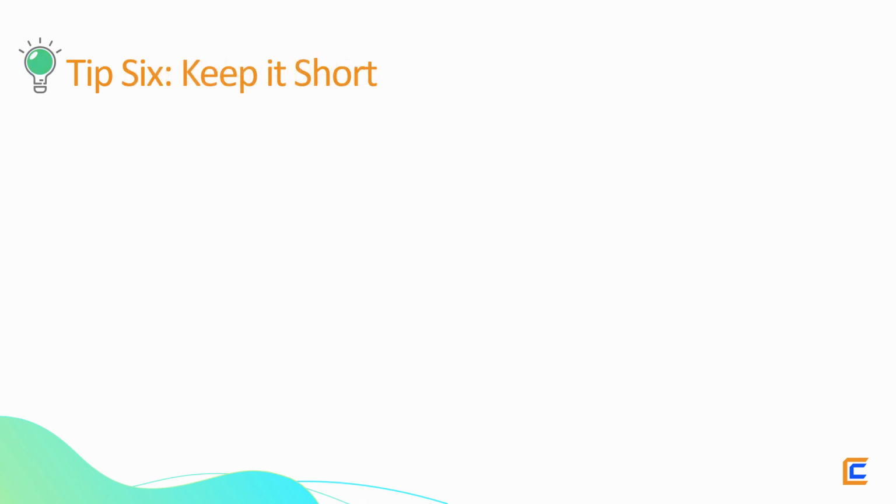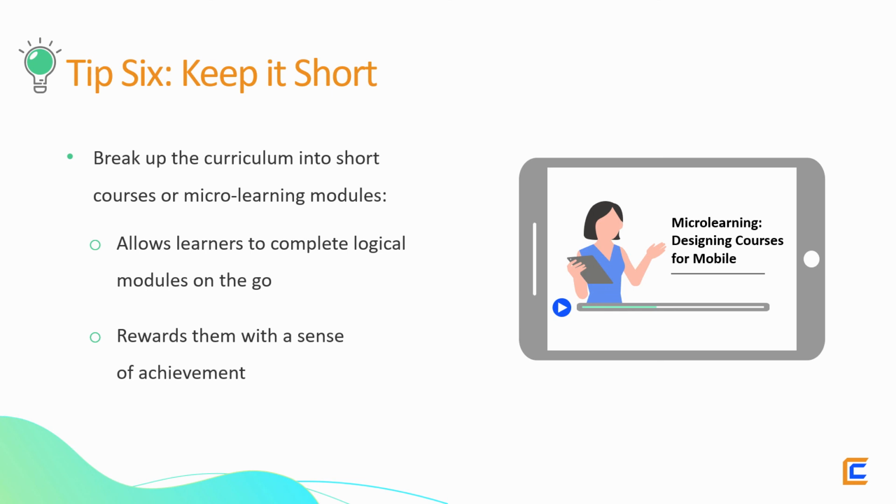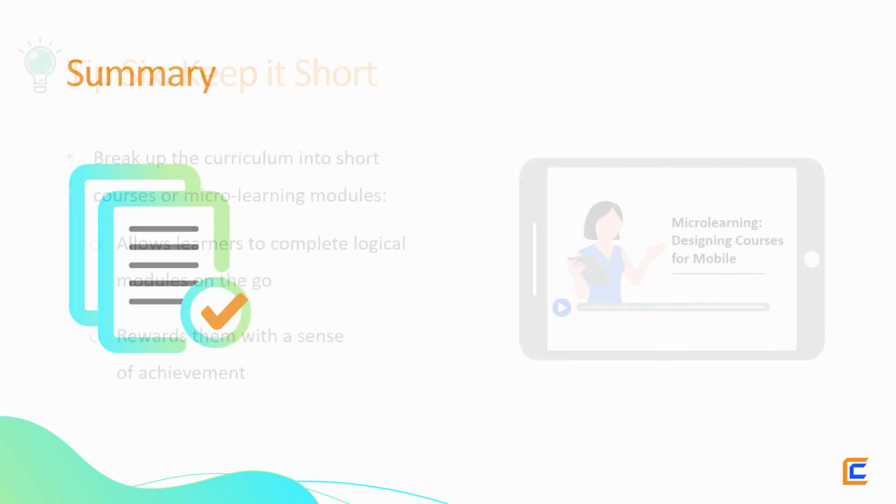If you know that your courses will be consumed significantly on mobile devices, break up your curriculum into short courses or into microlearning modules. This will allow the learners to complete logical modules on the go and reward them with a sense of achievement. To learn more about designing microlearning modules, do check out our videos and blogs on the topic. You can click the links in this blog or the YouTube description to visit them.